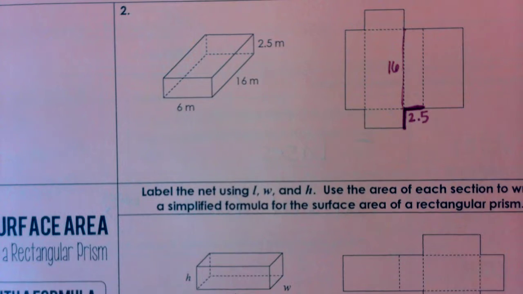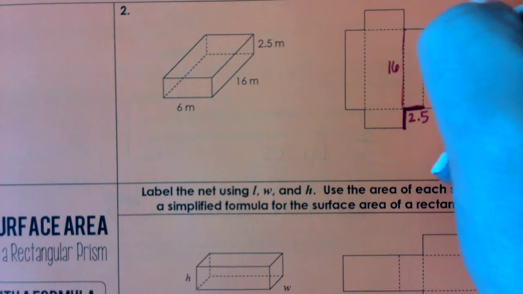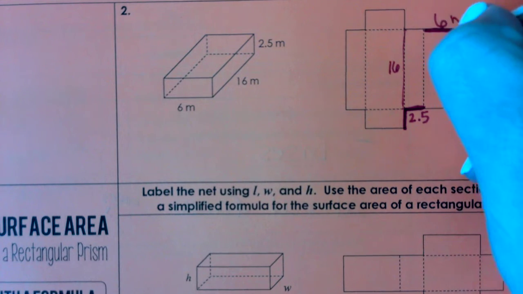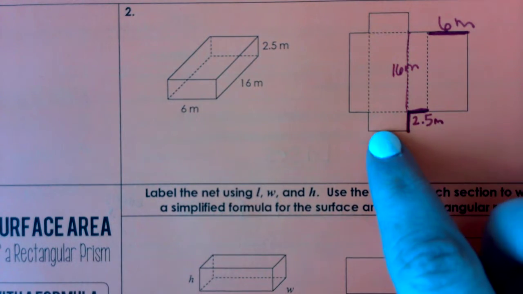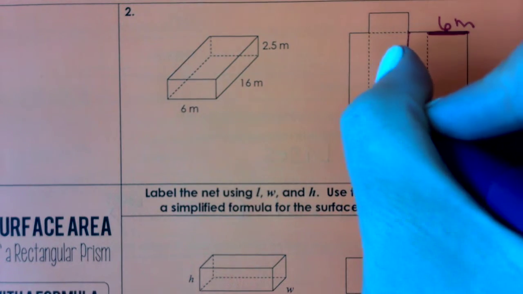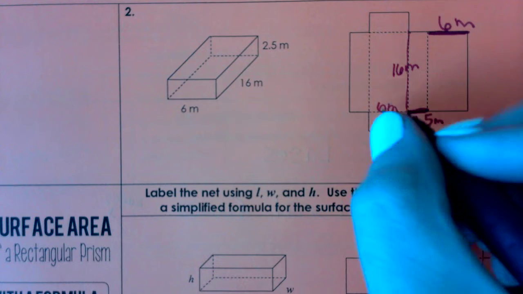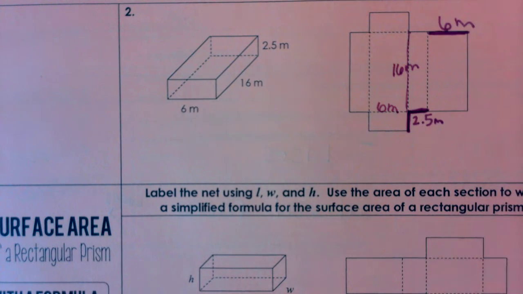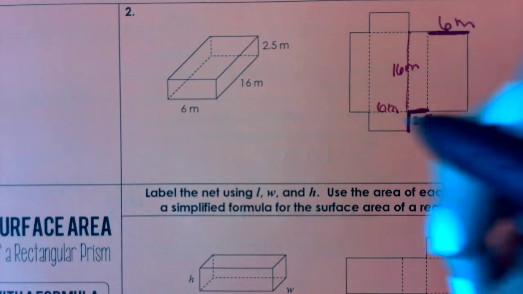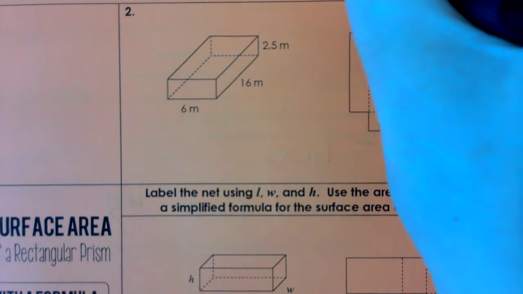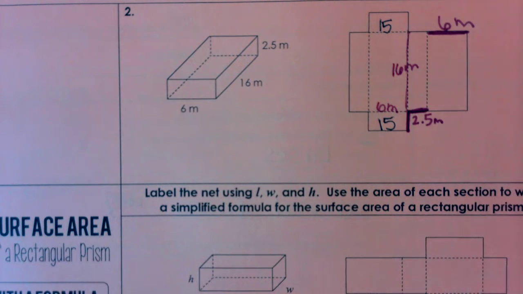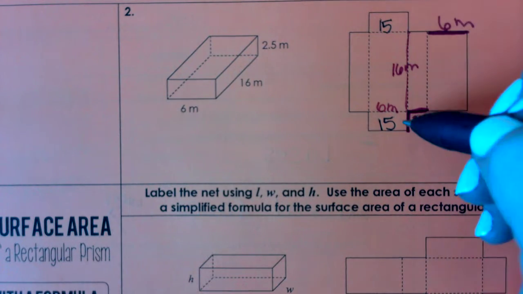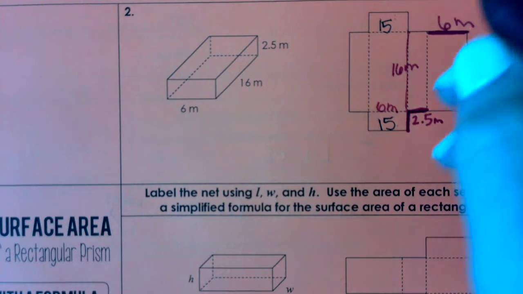Okay, and then how about the longer side right here? That's 6. Okay, so what is this one right here? 6. Good. So what's the area for this little rectangle where I have 2 of them? What's 6 times 2.5? 15. That applies for this one as well, because this one's also 6 and then 2.5. Yep, that's how I got 15.